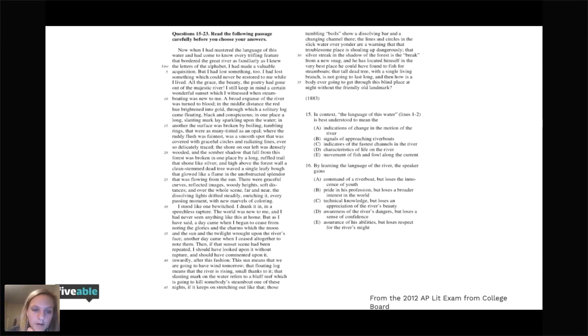B, signals of approaching riverboats. It doesn't talk about riverboats anywhere within the first 5 lines of the passage. So obviously that won't be the right answer. C, indicators of the fastest channels in the river. It doesn't talk about channels either. And if you look at neighboring sentences, it doesn't talk about channels. So that can't be the right answer.